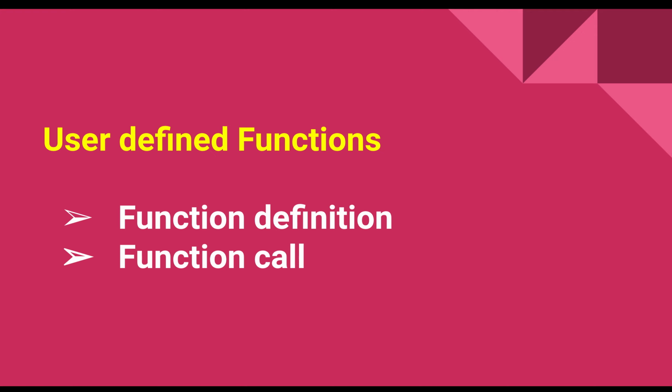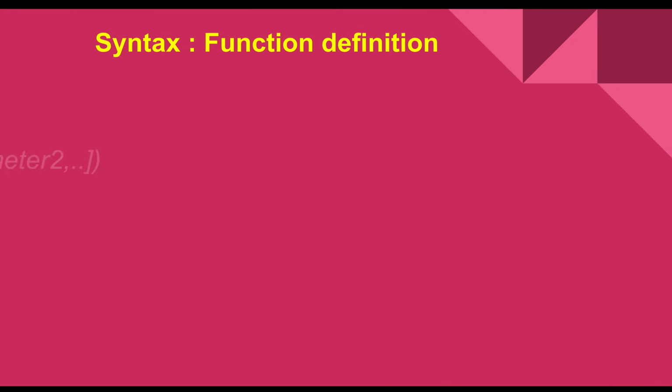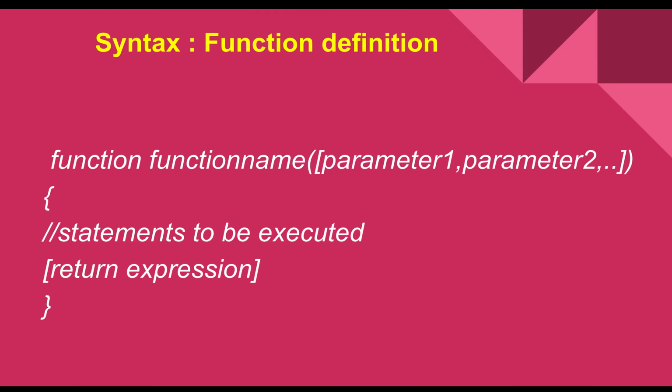To create user-defined functions, a user has to define the function first and then call it. The function definition syntax is as follows. Function, which is the keyword here; following the function keyword is the function name, which is user defined. While giving the function name you have to follow the same rules as naming a variable.